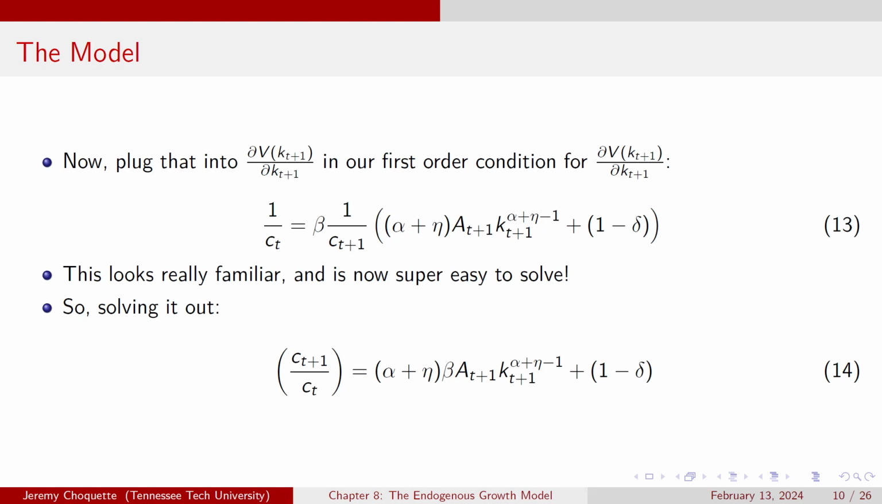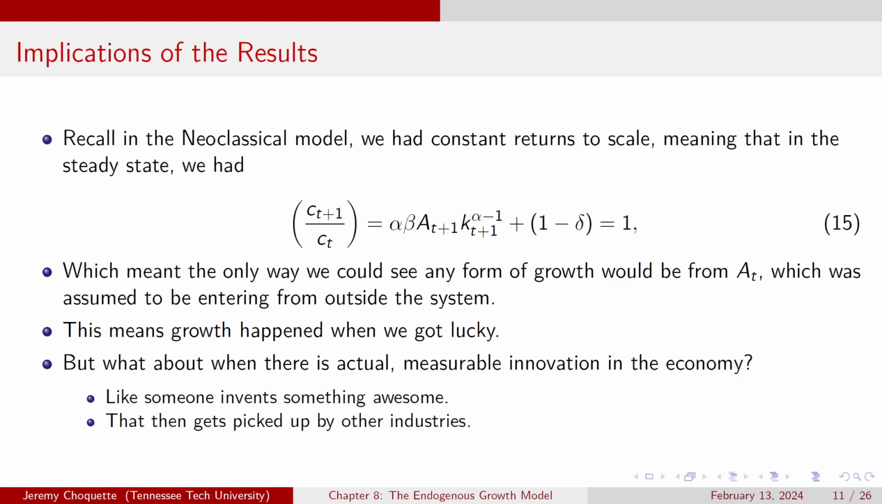Because, well, now we've got a specification that's different from just the standard constant returns to scale neoclassical growth model. This is going to be a little different. And because of that, well, we can get more interesting results. So remember, in the neoclassical growth model, where we had those constant returns to scale, we would have, or at least what would be getting us set up for the steady state, not necessarily in the steady state, because this is still t and t plus 1 stuff.